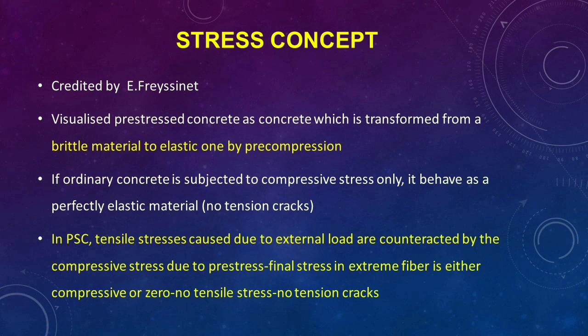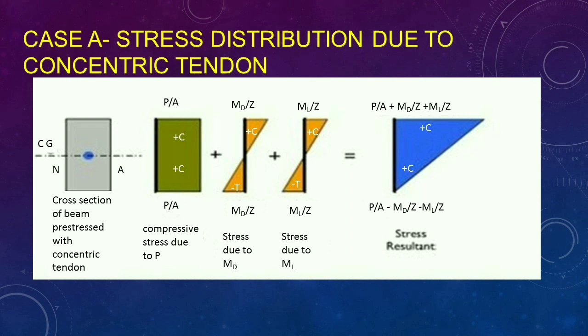In prestressed concrete, tensile stresses caused due to external loads are counteracted by the compressive stresses due to prestress, with the result that final stresses in the extreme fiber is either compressive or zero. Due to the absence of tensile stresses, no tension cracks would develop in the member. To illustrate this concept, consider two cases.